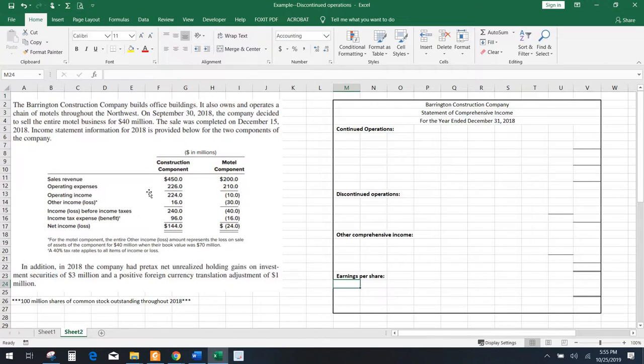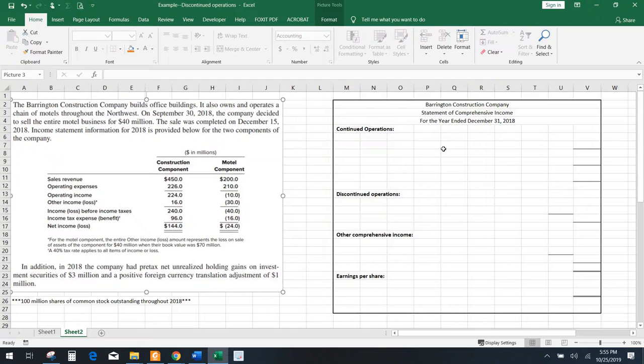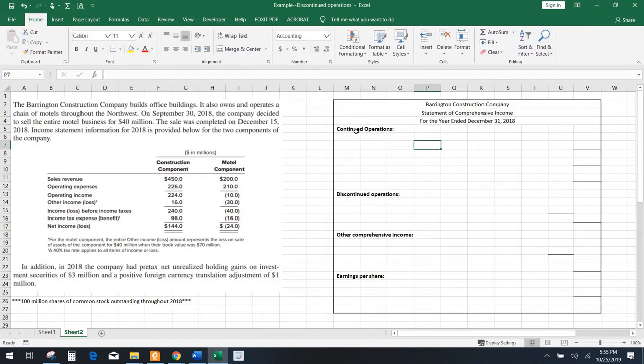So to solve the problem, we're going to complete this comprehensive income statement. It's a multi-step income statement, and there are four main parts: continued operations, discontinued operations, other comprehensive income, and earnings per share. Now, the continued operations line is not actually on the face of the income statement. I just wrote it in here so I could contrast the continued operations section with the discontinued operations section. So you won't include it on your income statement, but it is good to put there for clarification.